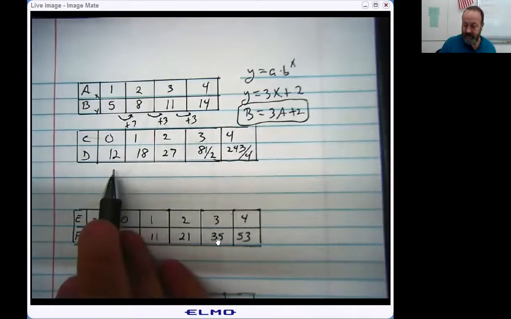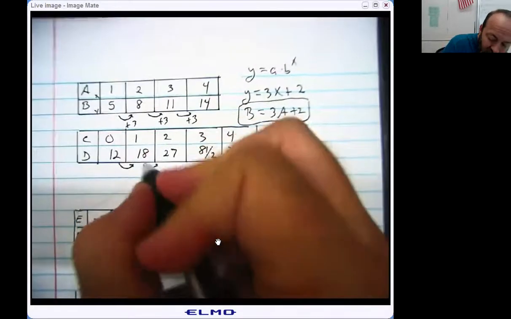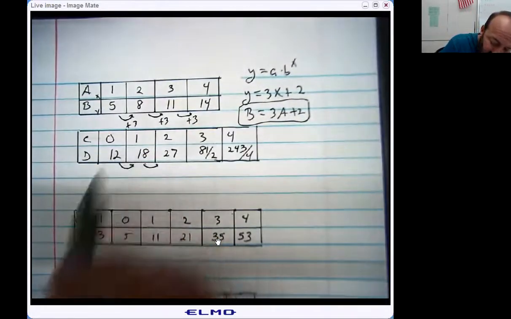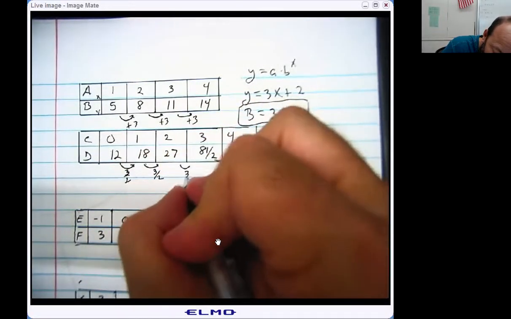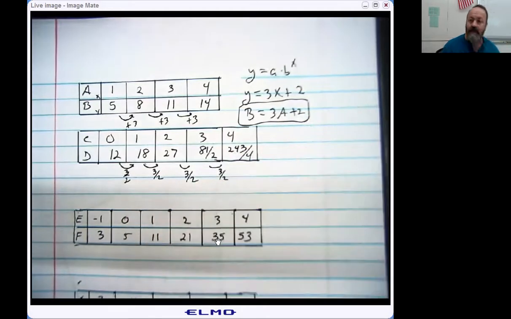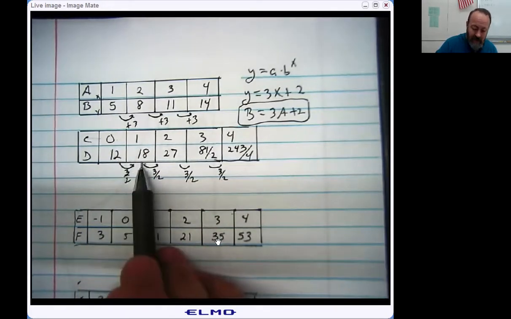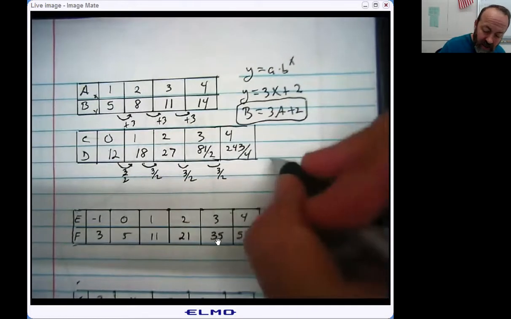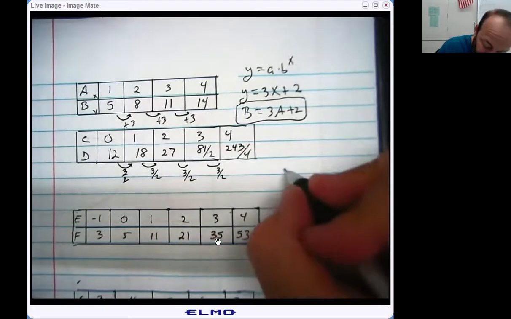So is this one exponential? Well, I notice from here to here and here to here, it appears that there is something going on. If I divide these two numbers, I get 3/2. If I divide those two, I get 3/2. Every time I divide consecutive numbers, I get 3/2. That means 12 times 3/2 is 18. So it appears that I am repeatedly multiplying. So it definitely does appear that I have a constant multiplier of 3/2.